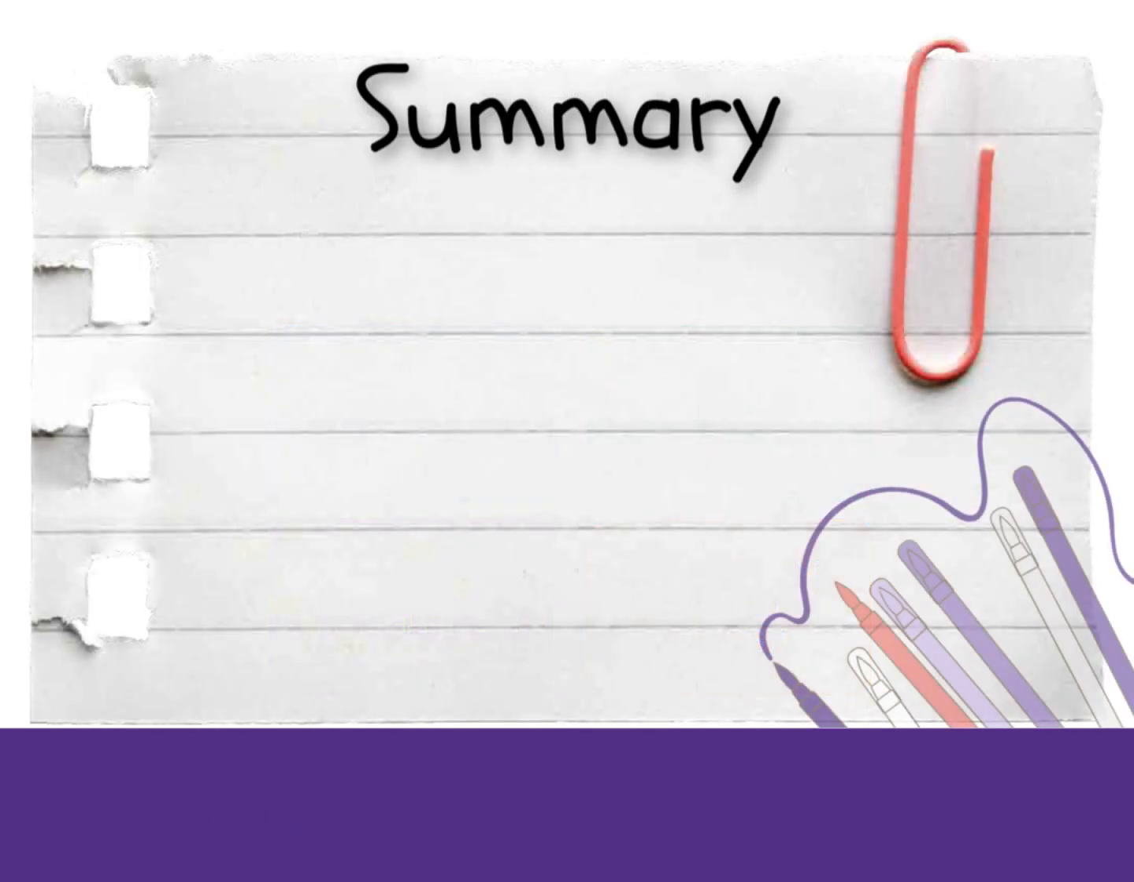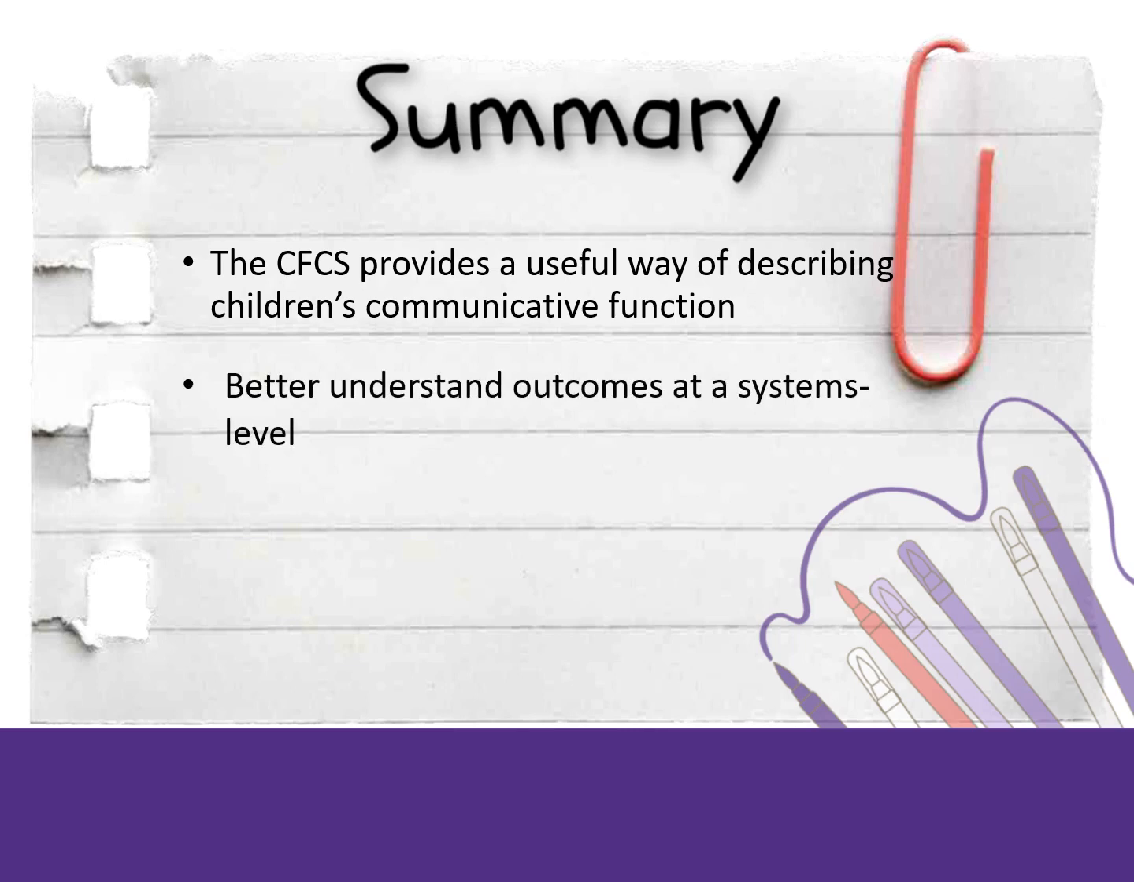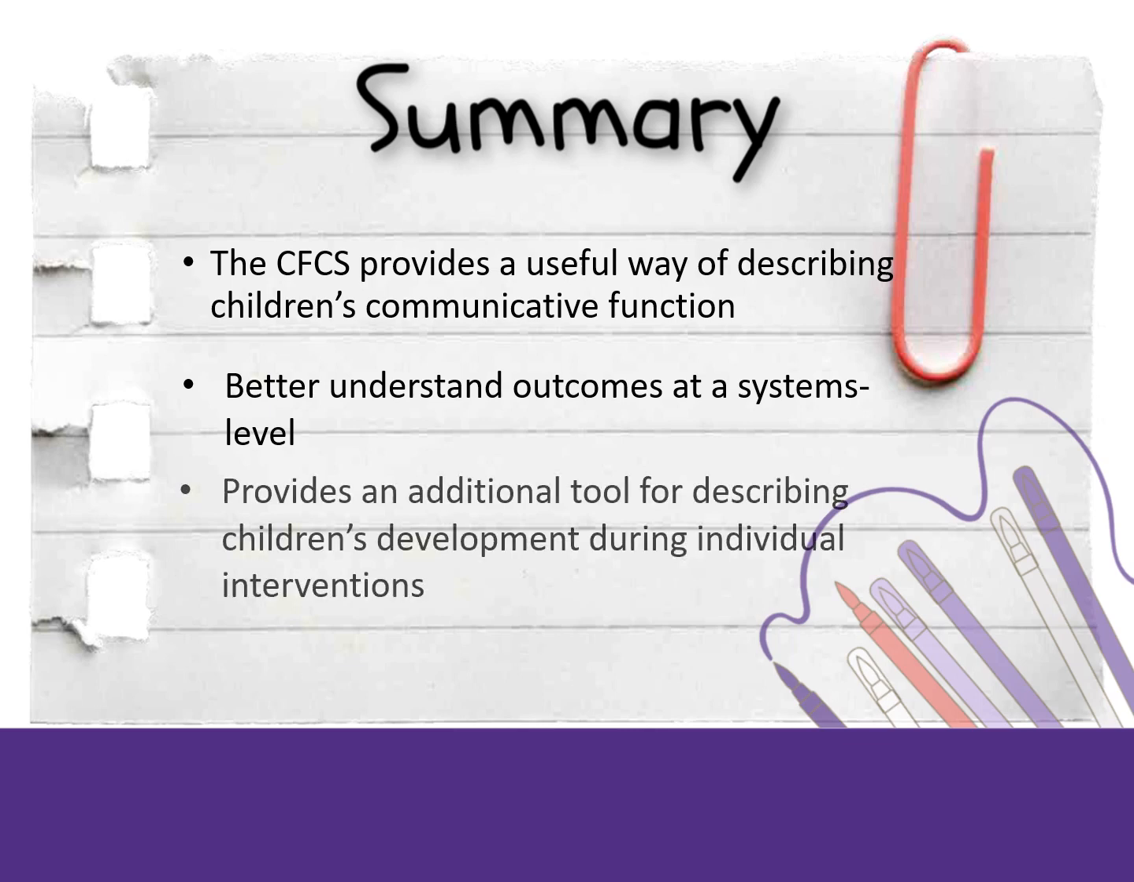In summary, the CFCS is useful because it provides a valid, reliable, and positive approach to describing children's communicative function. At a system level, outcomes can be better explained and understood when children's abilities are described using the CFCS. This type of detailed information may be useful for those wanting to make evidence-informed decisions about service delivery and policy. The CFCS also provides an additional tool that can be used to describe how children develop over the course of individual interventions.